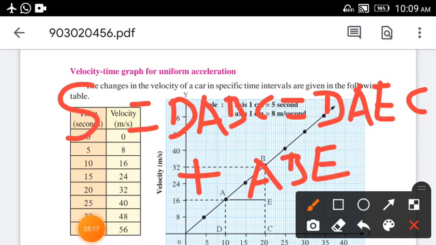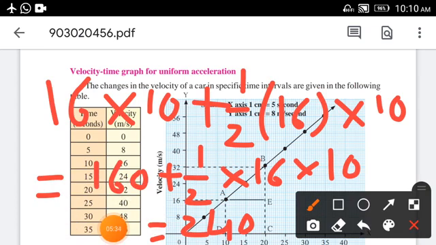After that, here S equal to area of DABC equal to area of DAEC plus area of ABE. After we put all the values in this formula, now we put the area of DABC, then 16 meter per second into 10 second. After that, area of ABE, that means half, 32 minus 16, then we get 16, multiplied by 20 minus 10, then we get 10. After solving, 16 multiplied by 10 we get 160, plus half of 16 multiplied by 10.